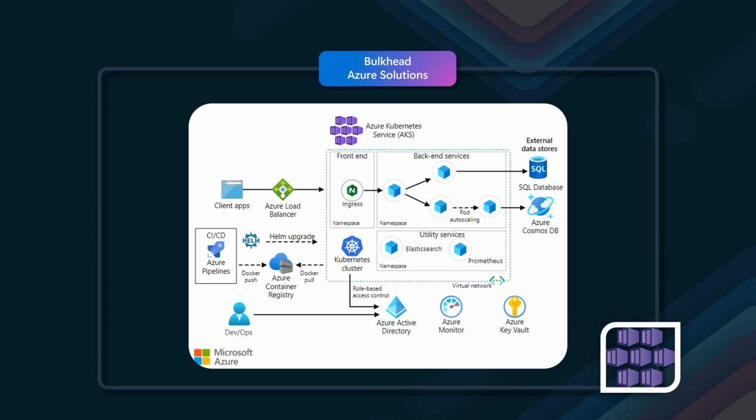In addition to core application services, we can have utility services such as Elasticsearch and Prometheus. These services provide essential functionality such as logging, monitoring, and alerting.